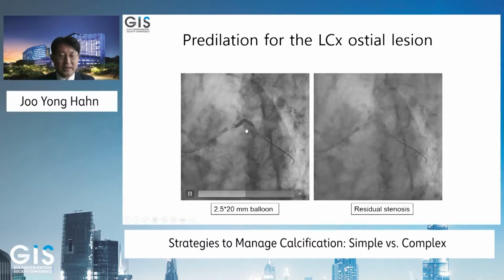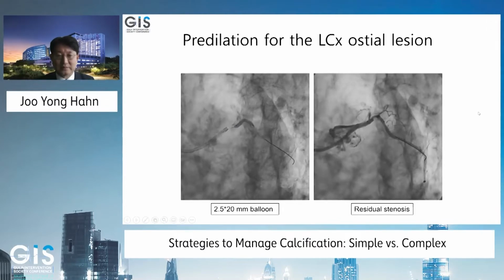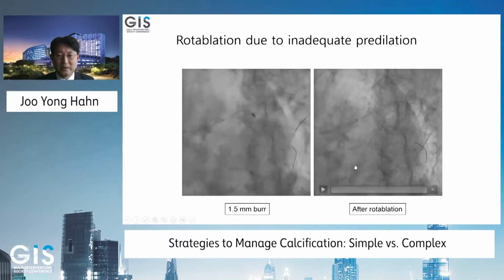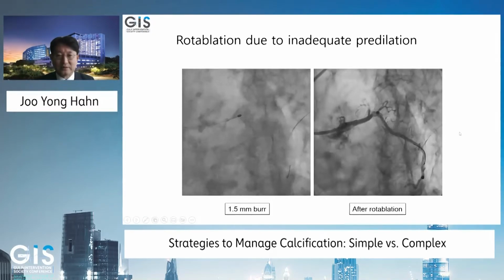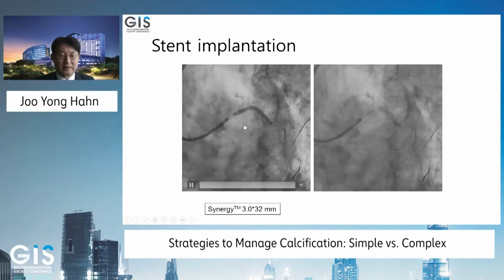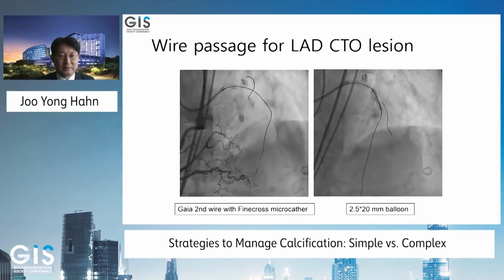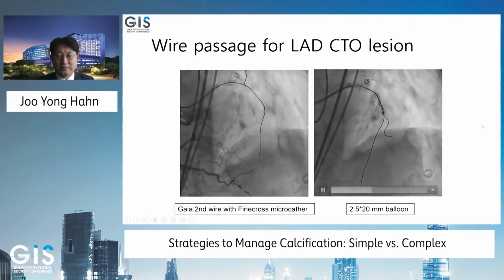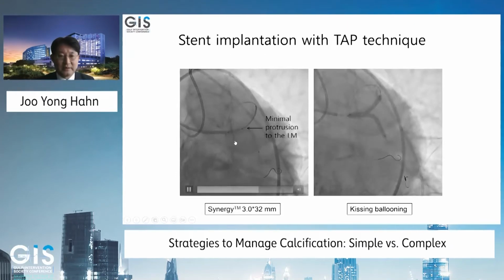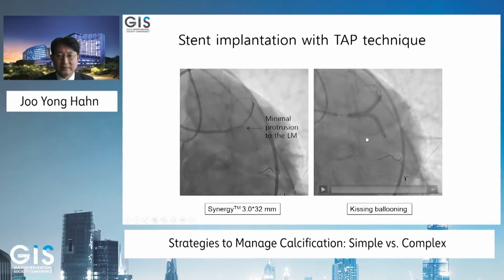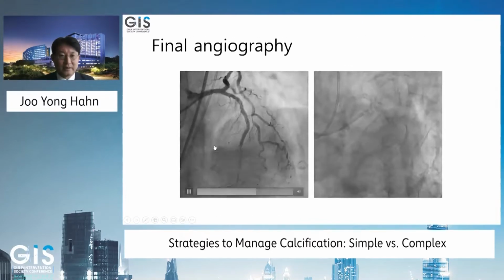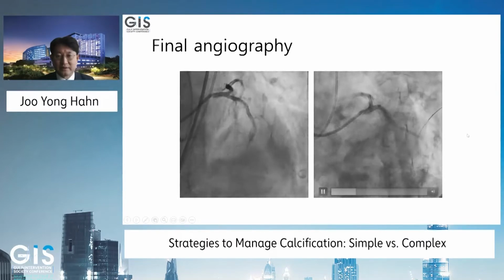I performed pre-dilation at the circumflex lesion, but the expansion was inadequate and the residual stenosis was substantial. I had to perform rotablation. After rotablation, a huge dissection occurred. So I had to implant a drug-eluting stent from the left main to the proximal left circumflex. After stenting, the circumflex looks okay. The wiring was not so difficult for the LAD lesion, and the balloon was crossed and expanded. After that, another DES was implanted at the proximal LAD using the TAP technique, and the final kissing balloon was performed. Final angiographic images look satisfactory.